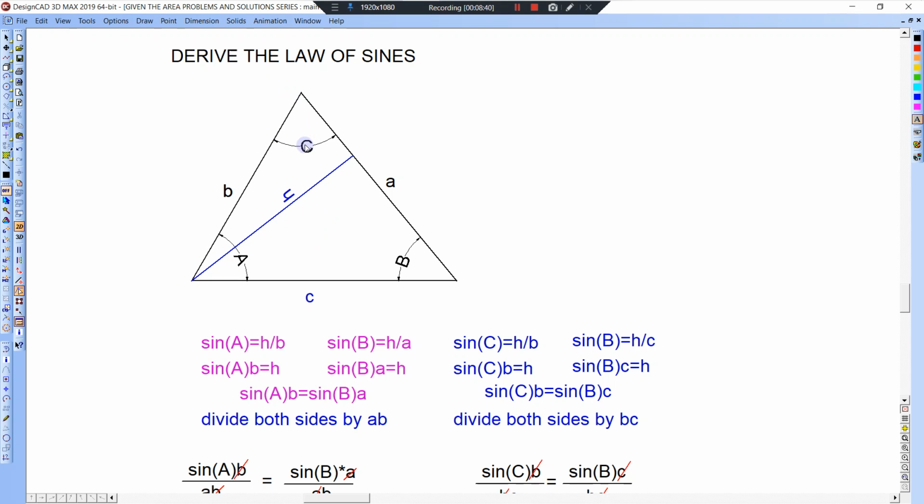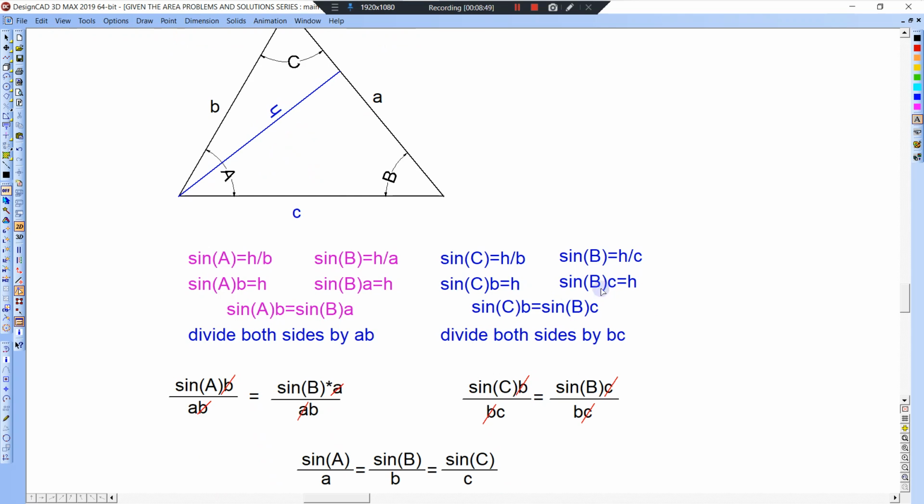You know that the sine of c is h over b. The sine of b is h over c. And we do the same exact thing. Solve for h on each one. And then we end up with sine of c times b is equal to the sine of b times c. Divide both sides by bc. And then the b's cancel out here, the c's cancel out there. You're left with sine of c over c is equal to sine of b over b.